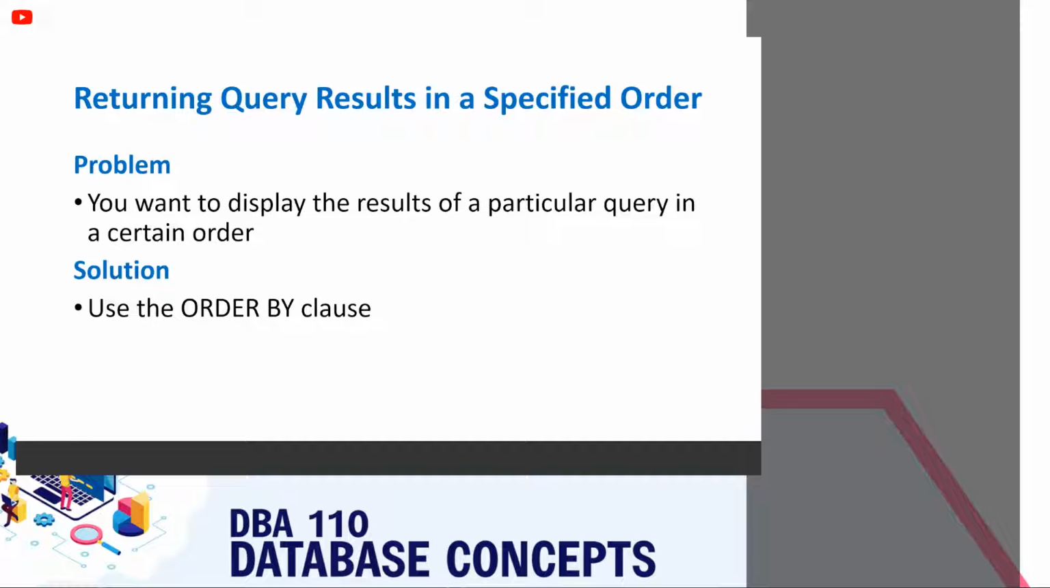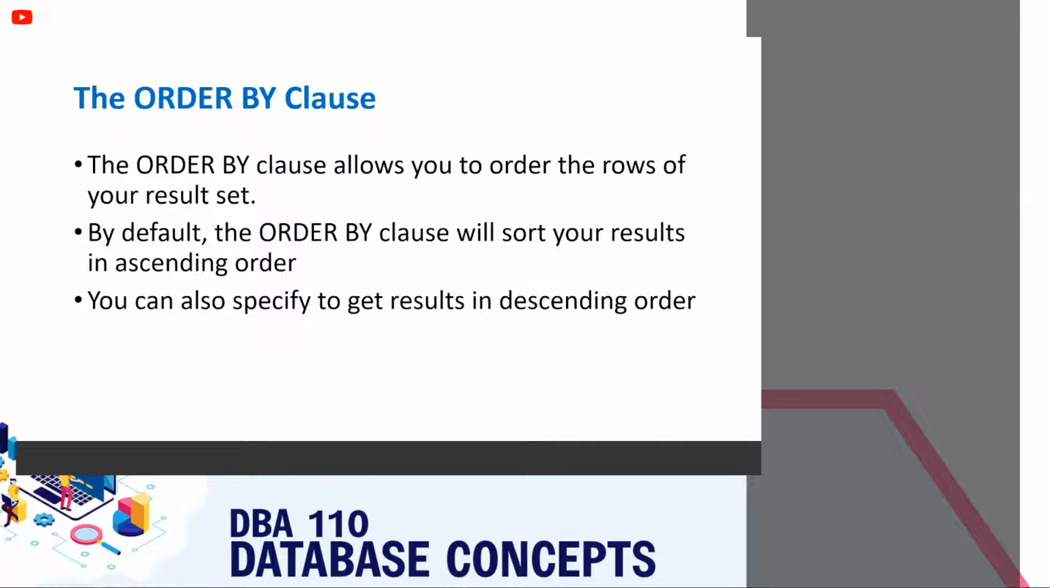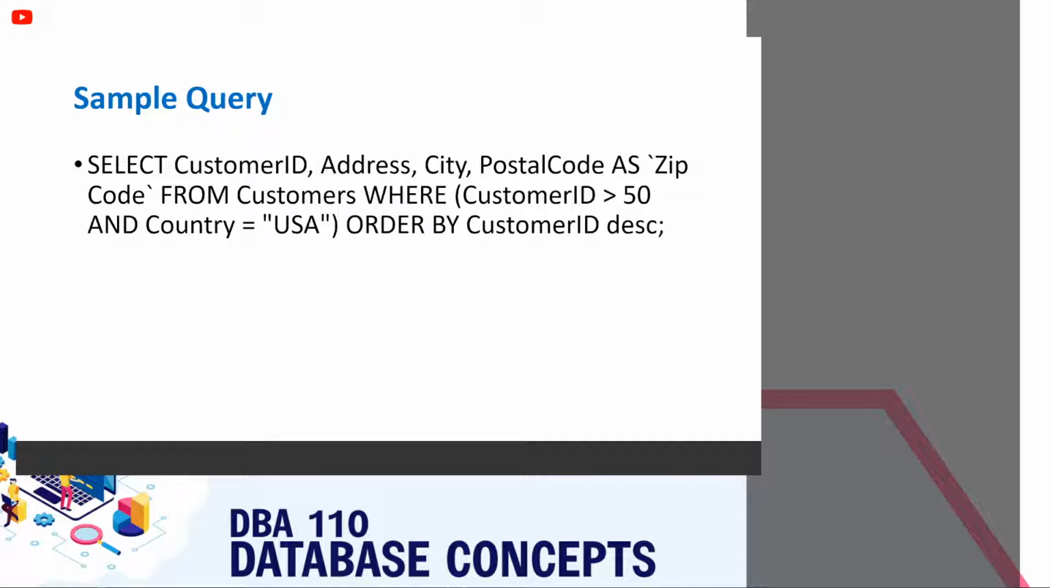The things that we've done before, all of those still exist. None of those have changed. We've not gotten rid of any of those. We are just adding to them. So the order by clause allows us to order the rows of our result set. By default, we order things in ascending order, but we could also order things in descending order. And so if we look at a sample query, we could look at one here.